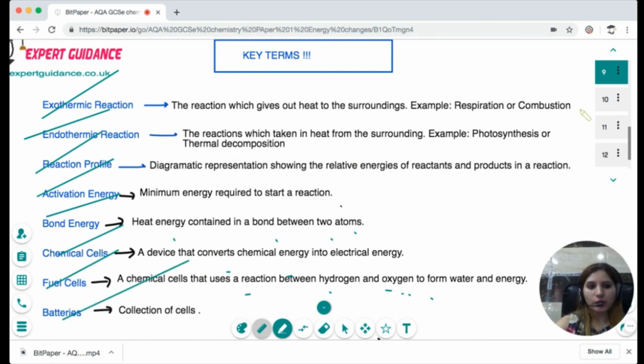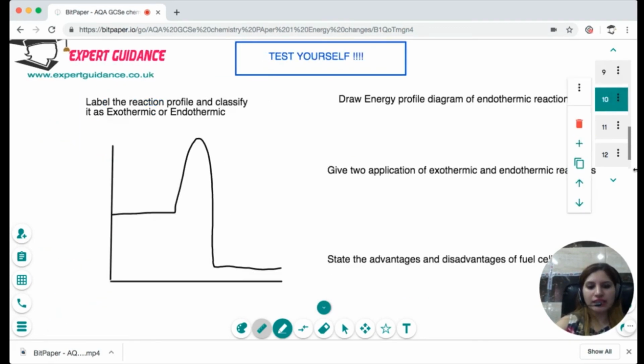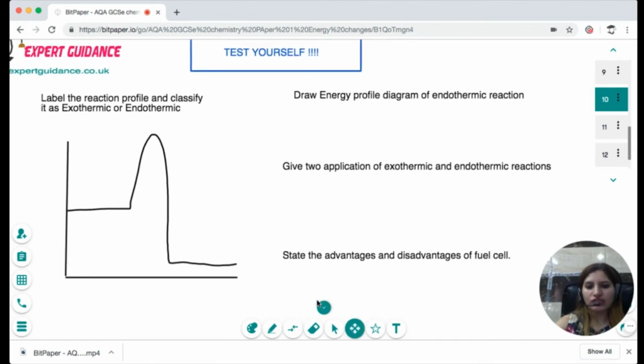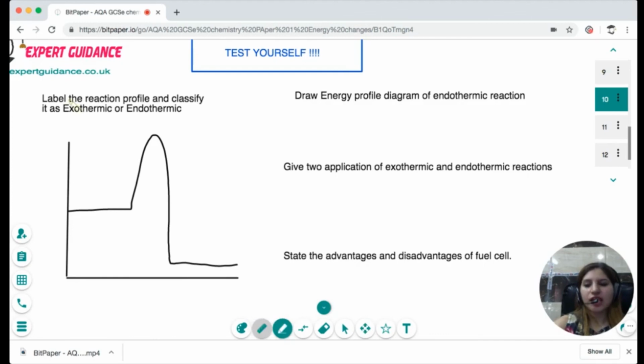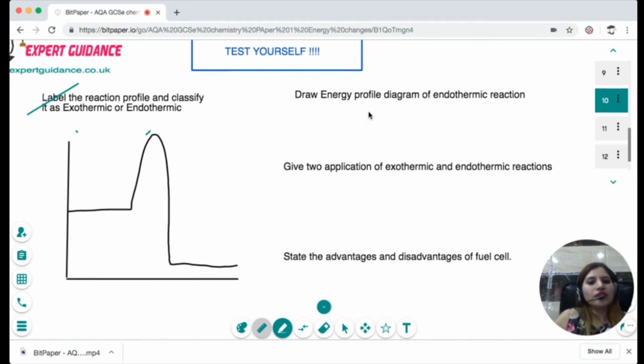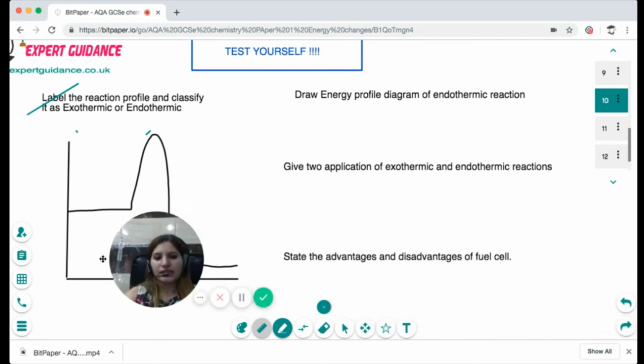Okay, so I hope these key terms are clear to you. Now let's test yourself. You can pause this video, have a go over these questions, and come back to check the answers. So you need to label this reaction profile and label it if it is an exothermic and an endothermic. You have to draw an energy profile diagram of an endothermic reaction, give two applications of exothermic and endothermic reaction, and state the advantages and disadvantages of a fuel cell. Pause the video, have a go at these answers.